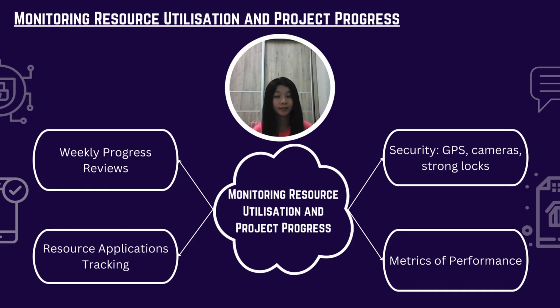To ensure effective resource utilization and project progress, we have established several monitoring mechanisms. The first one is weekly progress reviews, where regular meetings will be carried out to discuss issues and adjust plans as needed. The second one is security, implementing GPS, cameras, and strong locks to protect our resources. The third one is resource utilization tracking, which uses project management software to monitor task completion, expenses, and resource allocation. The last one is performance metrics, setting up KPIs like e-bike utilization rates, customer satisfaction, and maintenance response times. By monitoring these aspects, we aim to ensure project success and optimal use of resources.